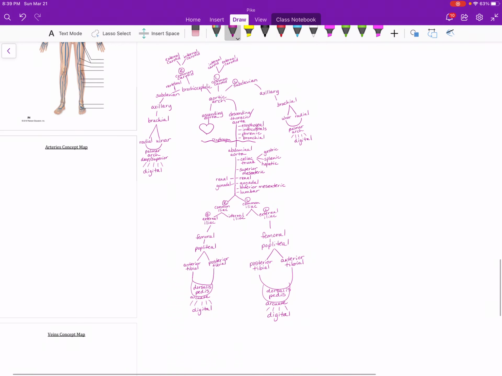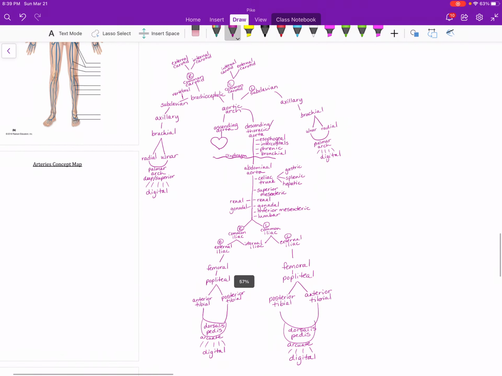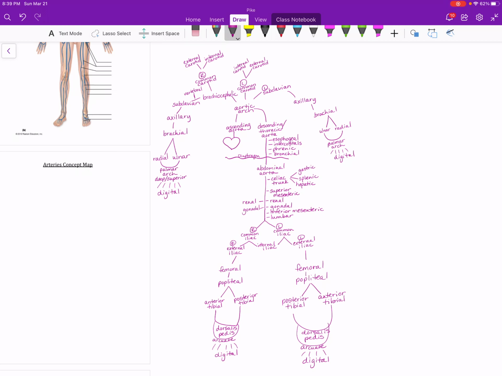So when you pull back, do you see the person? Isn't that so cool? That looks so cute, right? So that's a great way to concept map these vessels, starting with the heart and showing all of the major branches of the arteries. Okay, so I'm going to leave this right here in case you need to pause right there. That's all I'm going to do on this video.